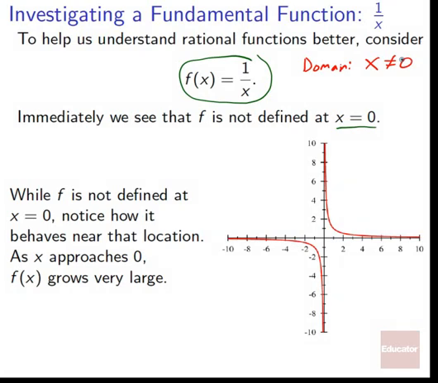So notice how it behaves near x equals 0. It isn't actually going to be defined at x equals 0. We'll never see that. But as it approaches it, f of x grows very, very large. See how it's shooting up, right? We've got that going up and down very, very large. So what's going on here?